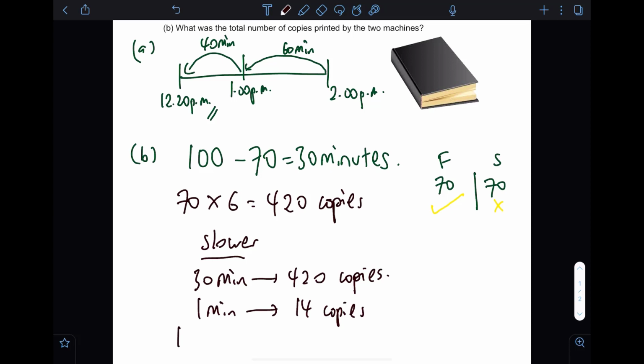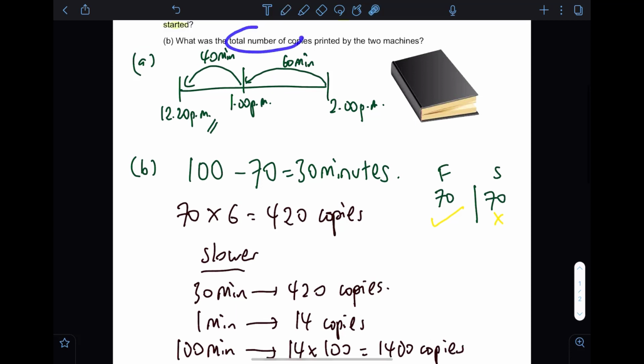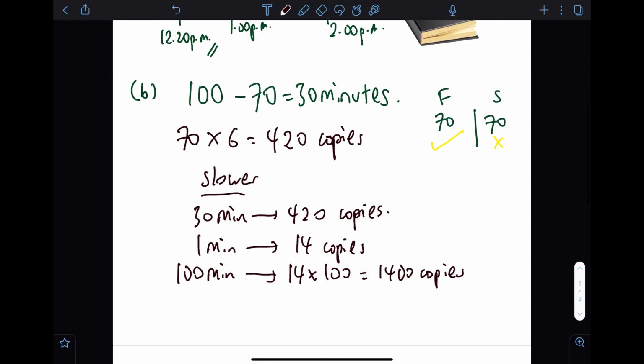And the slower machine took a total of 100 minutes, right, to print the entire copies. So 14 times 100, that will give you 1,400 copies. Question is asking, what is the total number of copies printed by both machines? Now, since they printed the same, we take this, we times 2, we get 2800 copies. Final answer for this question, 2800.